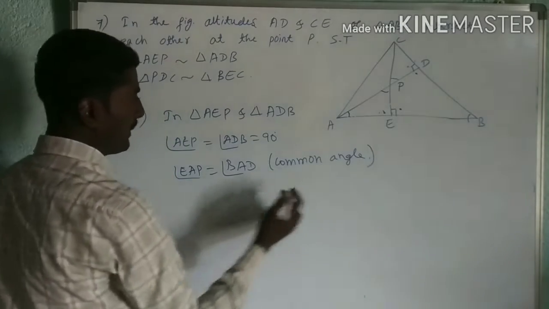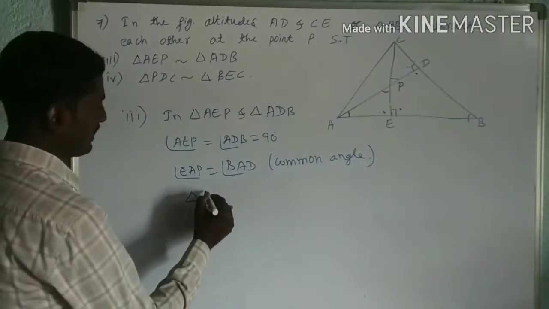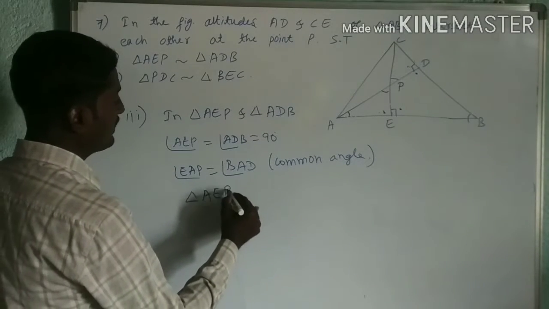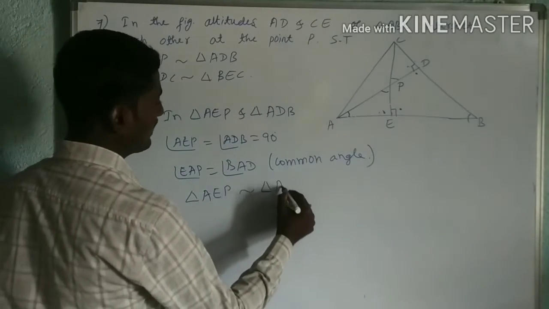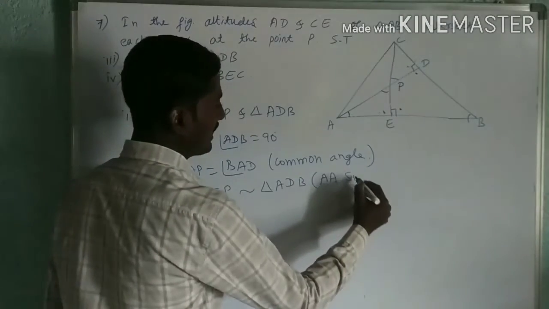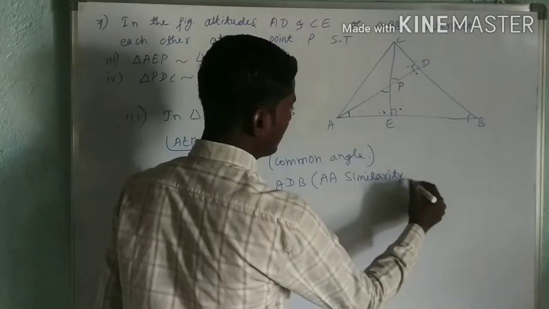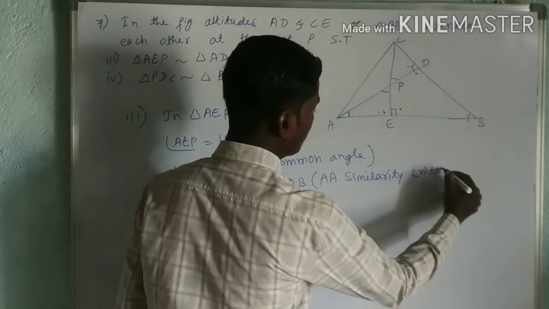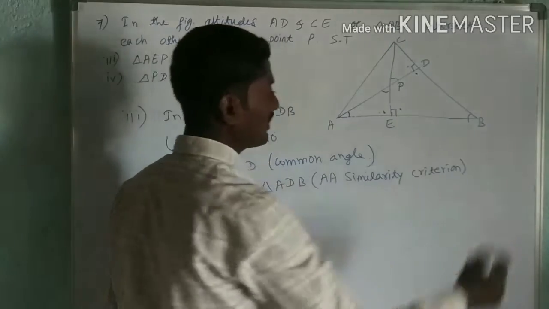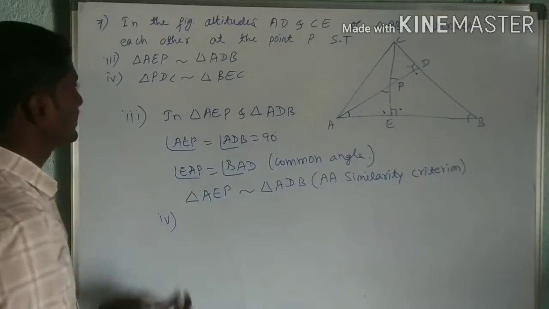Now, by again using AA similarity criteria, these two triangles are similar. Triangle AEP is similar to triangle ADB because of the AA similarity criterion.